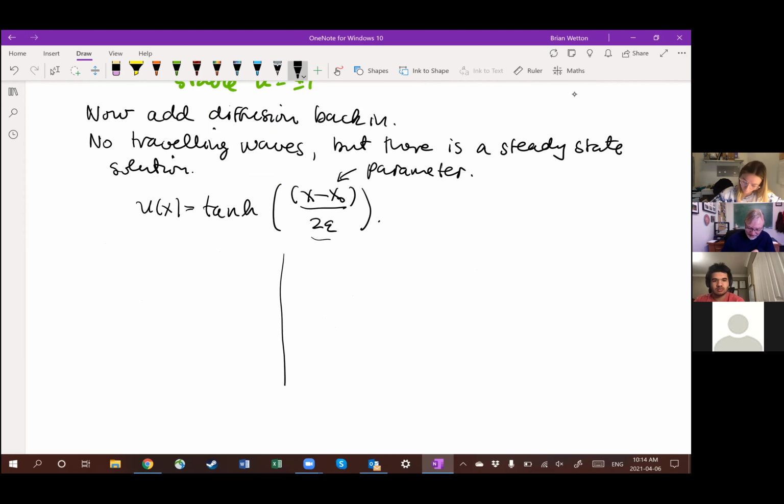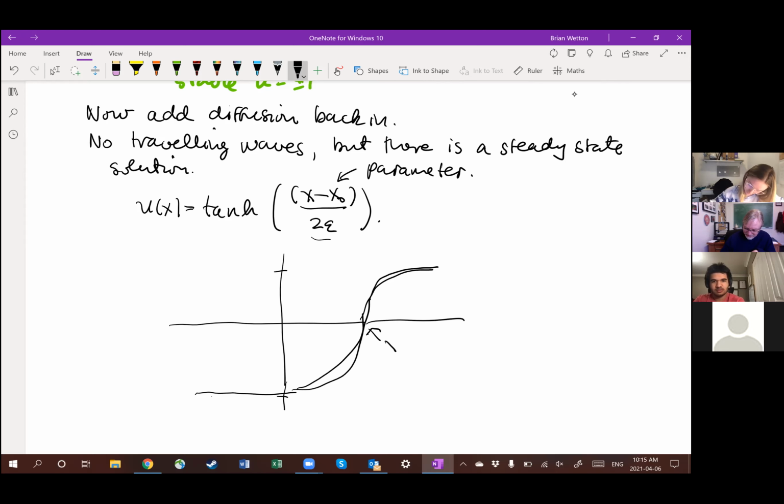And so what does this look like? This looks like one of those transition layers that I talked about between one state and another. And there's a question that came up in the chat, which I'll be able to address in just a second. Just like the traveling wave solution. Okay, so I'm drawing a pretty terrible hyperbolic tangent. So this is u of x steady state.